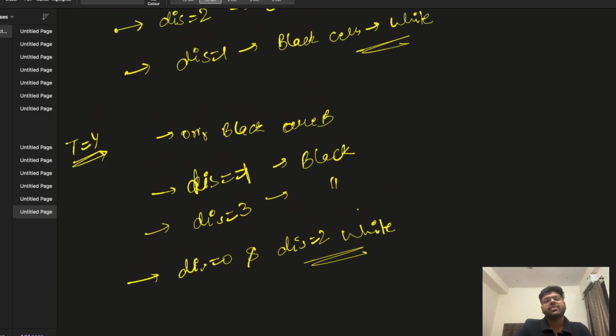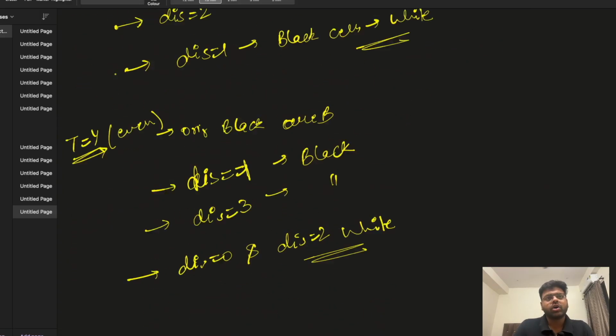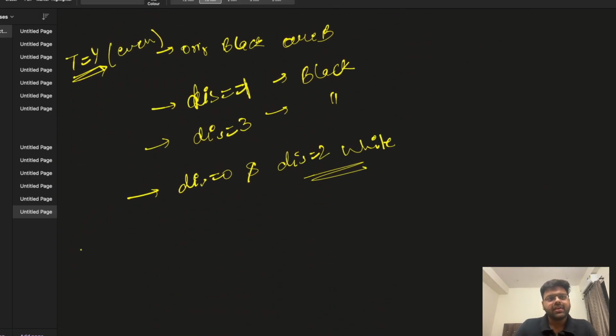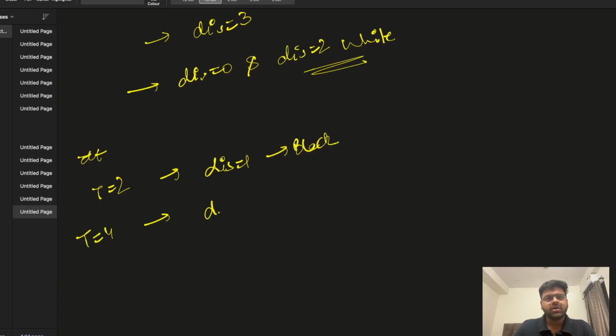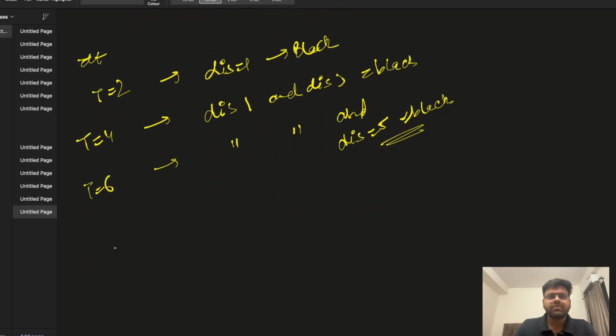So now if you see the time frames, this is the even time frame I'm talking about, this is the odd time frame. If I draw some kind of a pattern from this, you'll see that at t equal to 2 distance of 1 is black, right? At t equal to 4 distance of 1 and distance of 3 is black, and if you continue this further, you'll see at t equal to 6 distance of 1, 3 and distance of 5 would be black. So if we infer something from here, at t equal to even time, all of those cells which are at an odd distance are black.